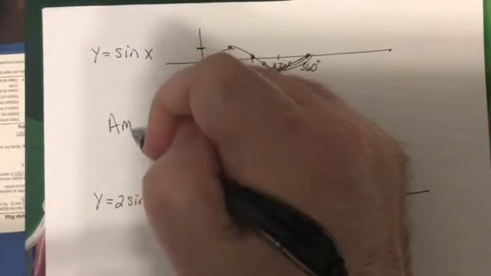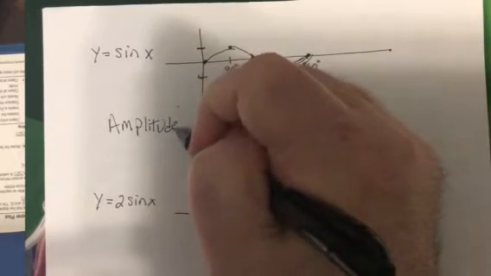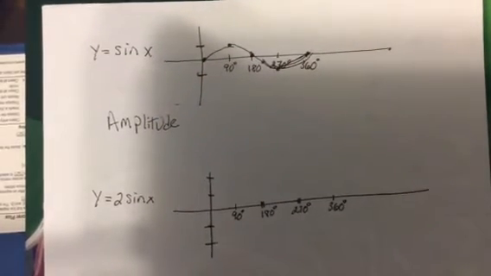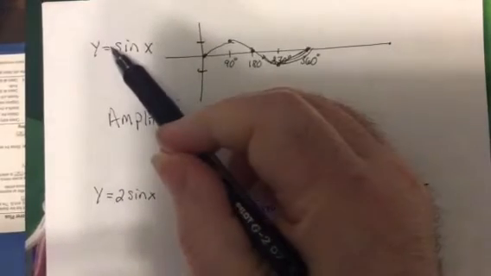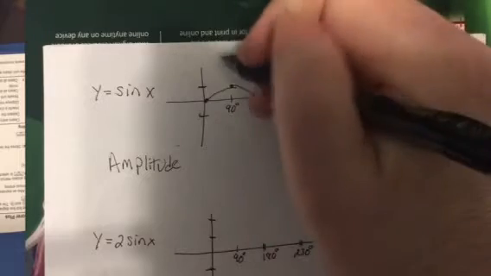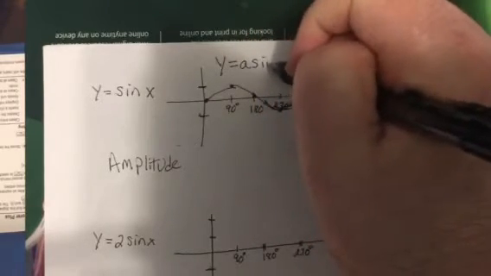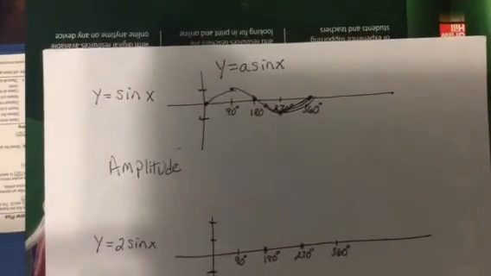So today we're going to do something called amplitude change. Now, amplitude has to do with the number in front of the trig function. So we're going to focus on y equals a sine x on this side, then the other side we'll look at cosine.